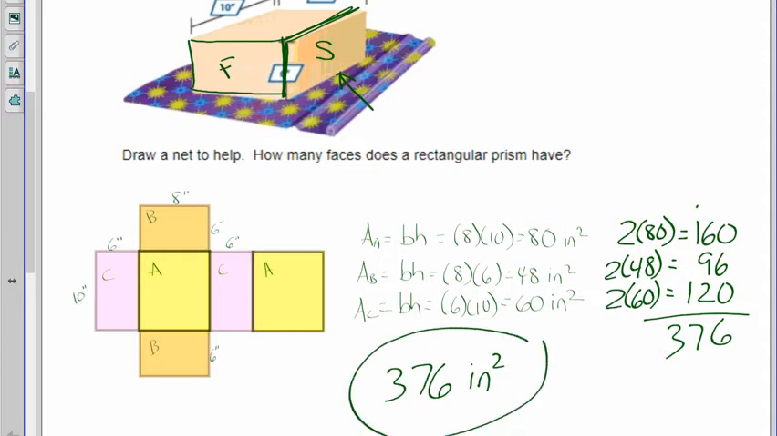Notice I drew the net. I labeled the net, including some dimensions. I put my formulas in. I calculated the area of all 3 different kinds of shapes that I had. And then I included the number of each of the shapes that I needed and added them up. So if it's organized, it's not hard. So you should be organized too.